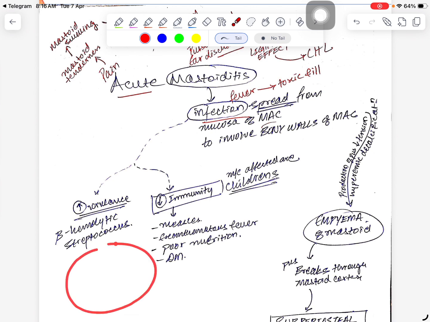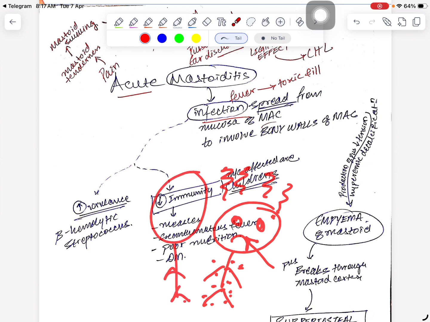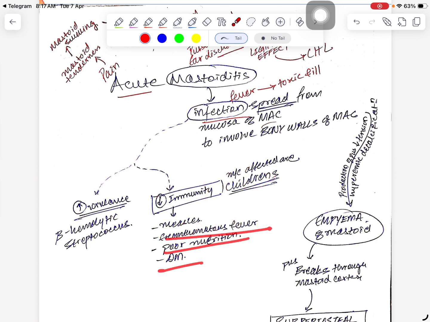In cases of measles, exanthematous fever, poor nutrition, diabetes mellitus. Imagine this is a child, and he is very sad because he has red spots all over his body, and also there is fever. The fever and measles have come, and because of this he is not eating properly, and his mother is a diabetic. That is just a story to remember: diabetes mellitus, poor nutrition, exanthematous fever, and measles.